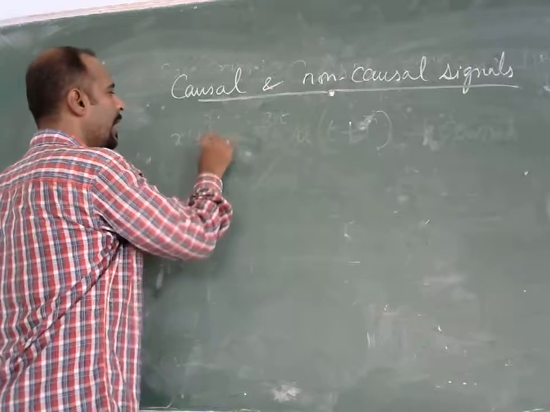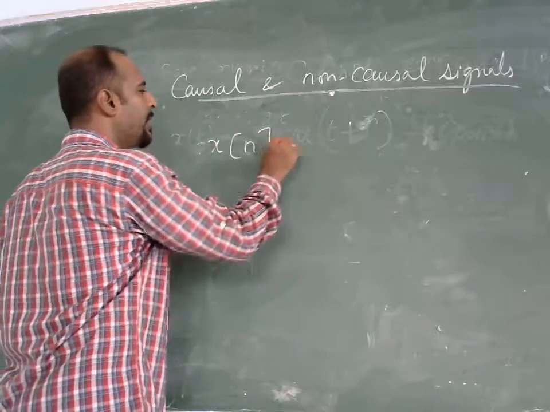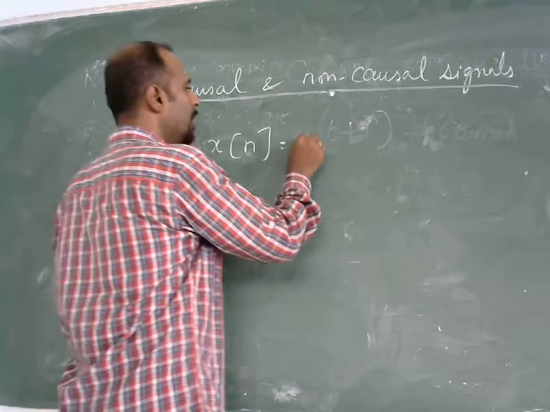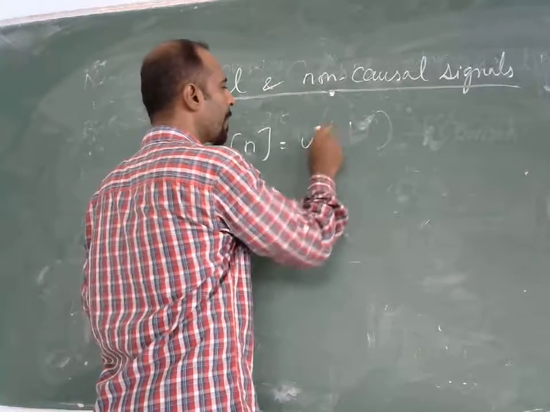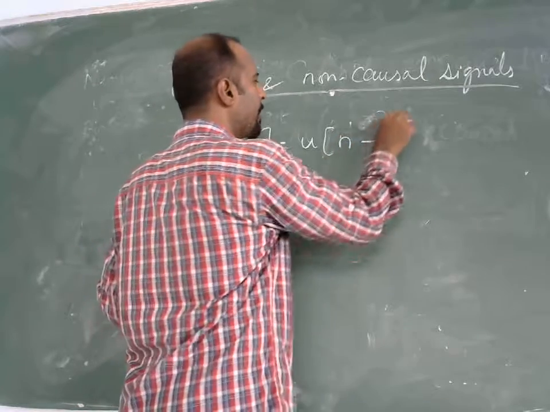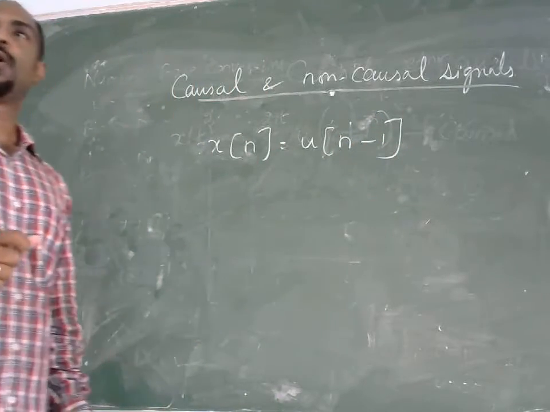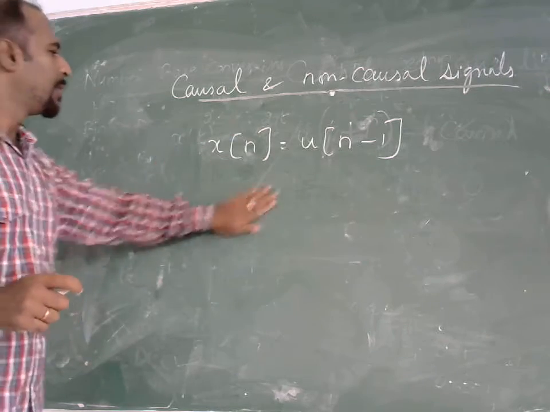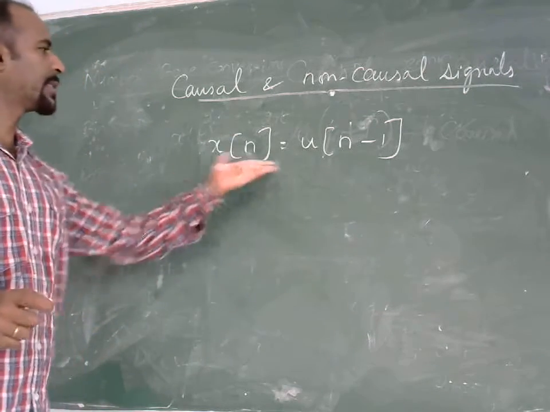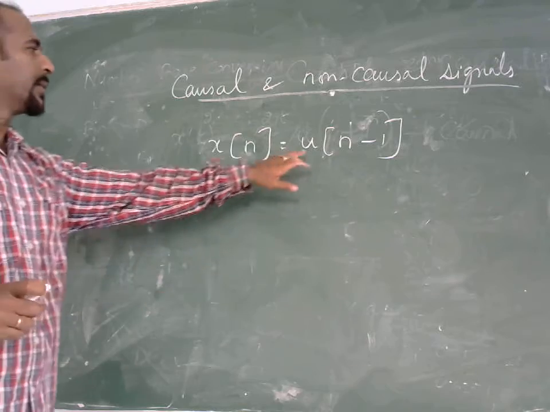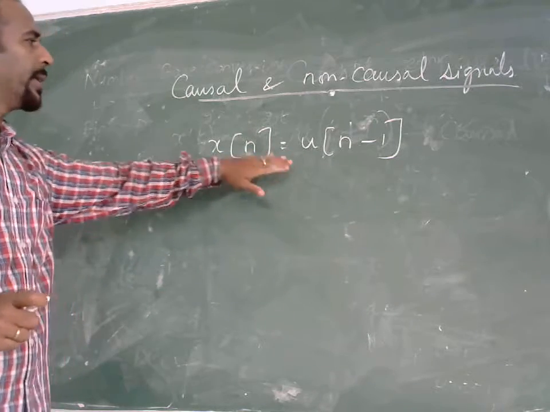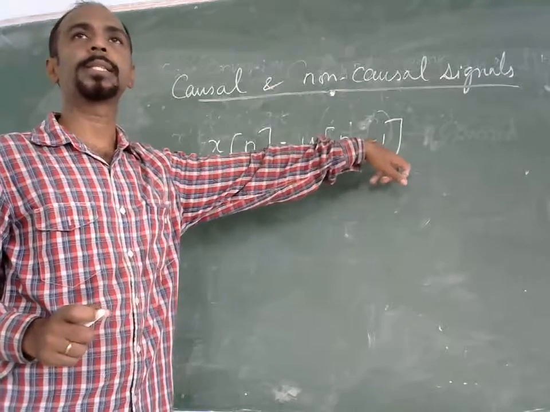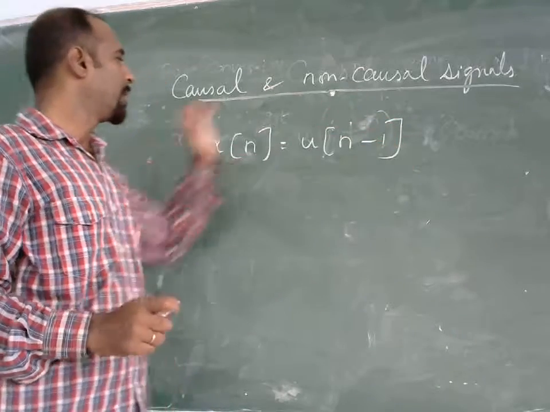x of n is equal to u of n minus 1. U of n minus 1. Alright? So we can see from this, what is the signal x of n? It is a unit step function and it starts at n equals plus 1.